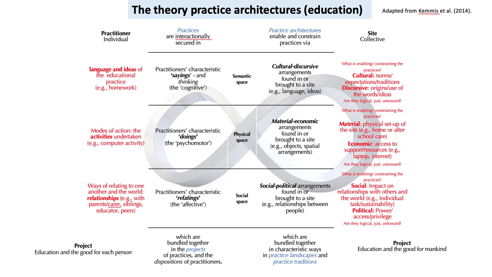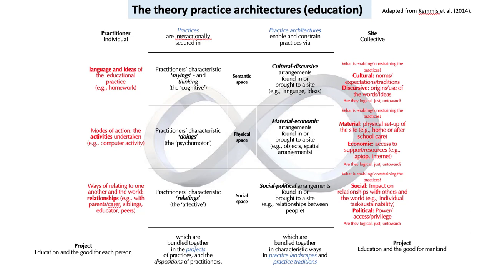Also, there are economic things to think about. If the expectation is of doing computer activity, do all children have the adequate resources and time, the physical things to achieve that well? Do they have a laptop or access to a computer and internet? And again, you're encouraged to think, are these arrangements or conditions logical, just, or are they untoward?